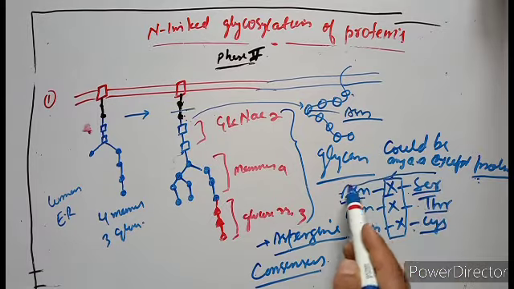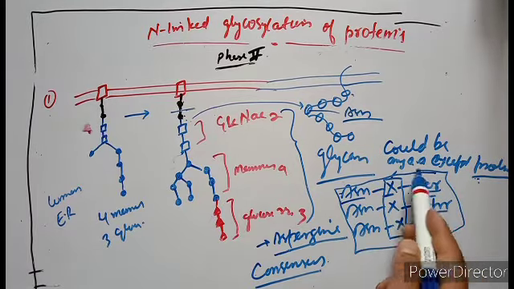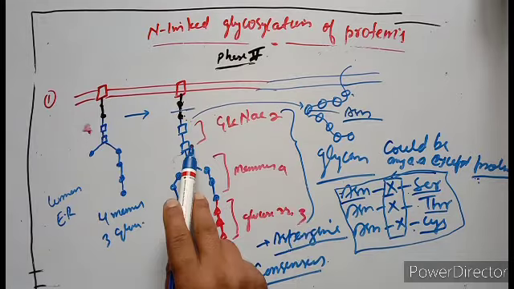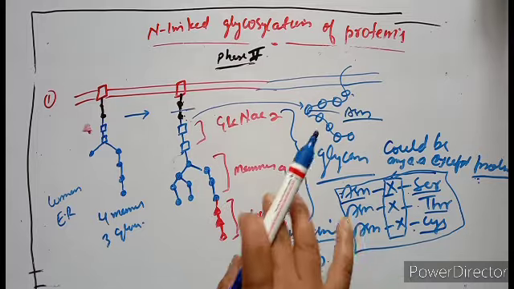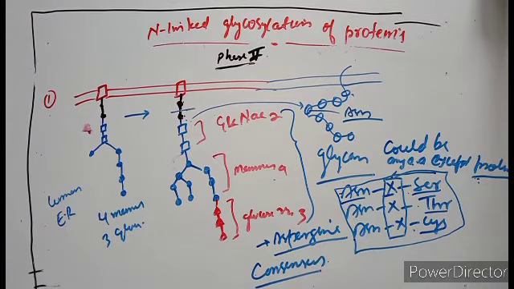If our protein has this arrangement, only then can the glycan be transferred onto that particular asparagine molecule on that particular protein. So this is the first condition that should be fulfilled by the protein so that the glycan can be transferred to the particular protein.